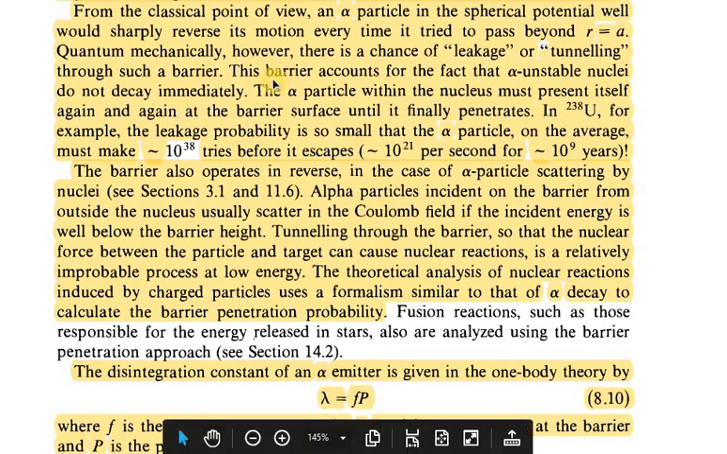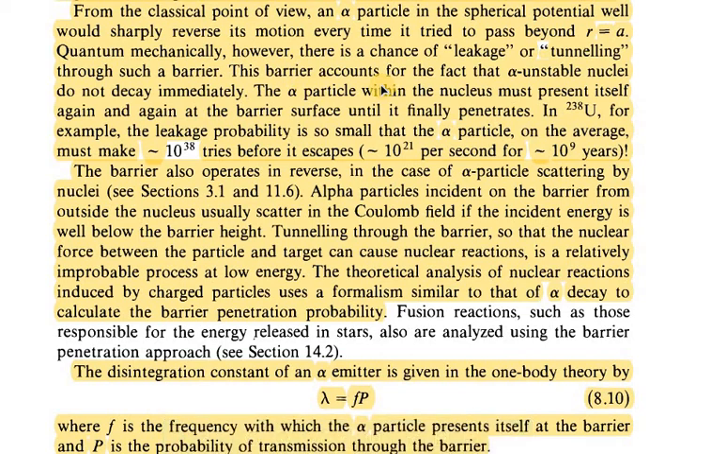The barrier accounts for the fact that alpha unstable nuclei do not decay immediately. The alpha particle within the nucleus must present itself again and again at the barrier surface until it finally penetrates.